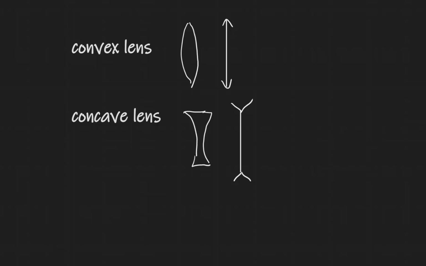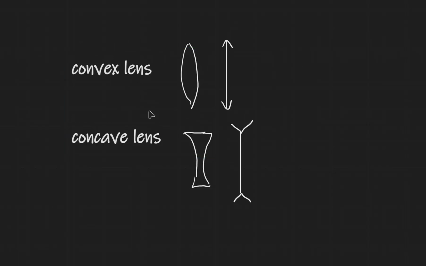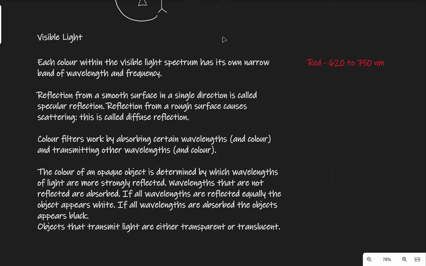Now in GCSE papers, you may come across those two symbols as well. So in ray diagrams, a convex lens will be represented by this symbol across here, and a concave lens will be represented by this. And now let's revise some of the key points on visible light.